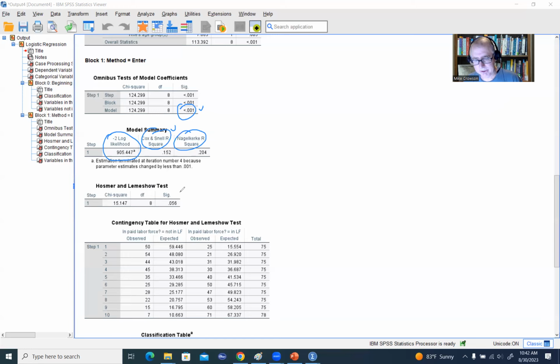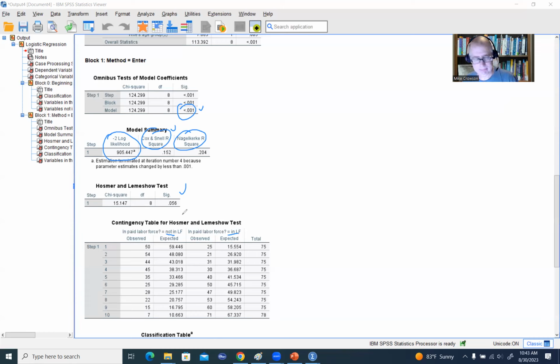We have the Hosmer-Lemeshow test right here, which basically involves comparisons between observed and expected frequency counts within our two levels of our dependent variable, so not being in the labor force and being in the labor force. The basic idea is that if our model is doing a good job, then the expected and observed frequency counts should coincide, in which case we would not expect the Hosmer-Lemeshow test to be statistically significant. If we find it statistically significant, then that's indicating poor fit to the data.